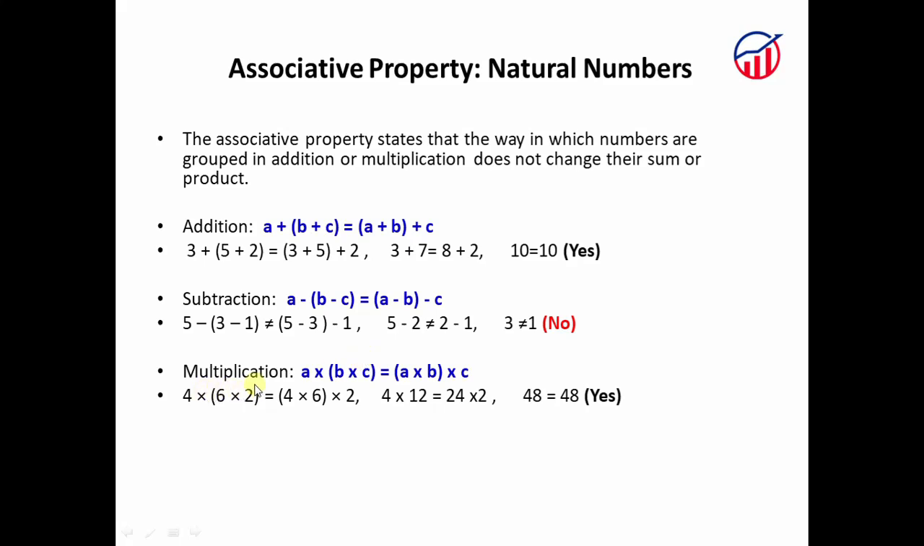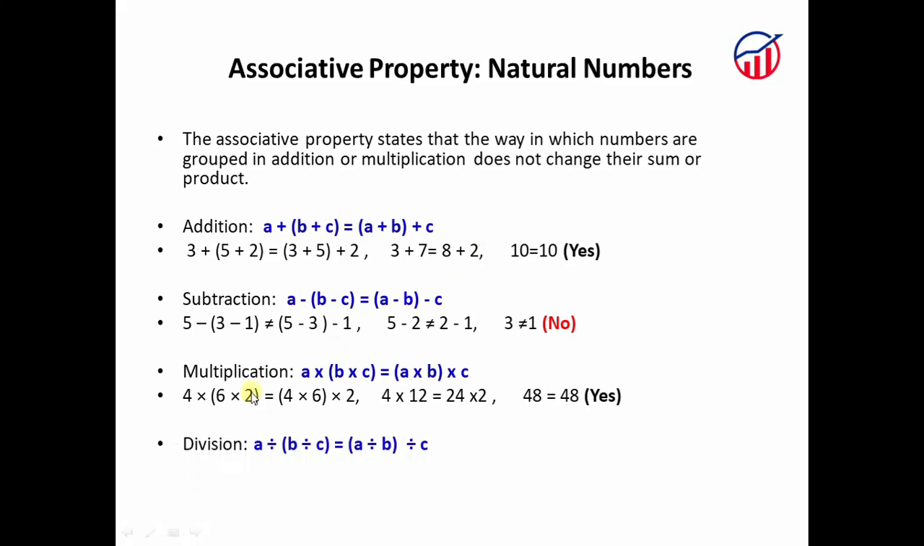So let's solve the brackets first. On the LHS you'll have 6 into 2, that's 12, so 4 into 12. On the RHS you'll have 4 into 6 is 24. So 24 multiplied by 2. So when you check the result, 4 into 12 is 48. 24 into 2 is 48. So your LHS and RHS both are matching. Hence the associative property holds good for multiplication too.